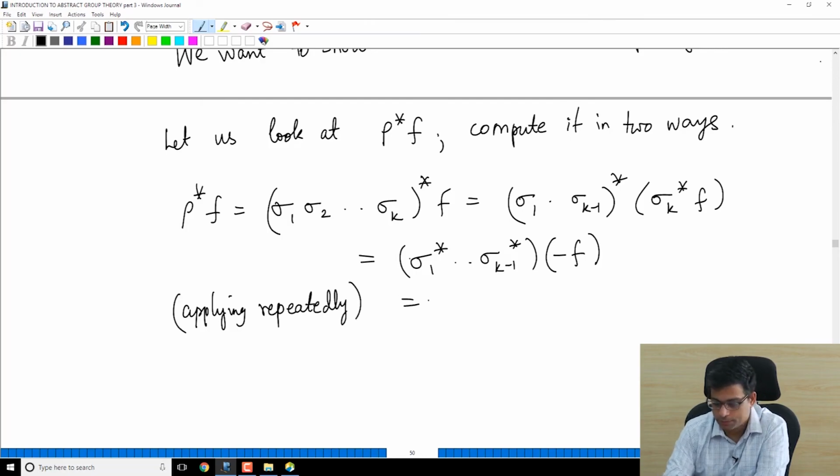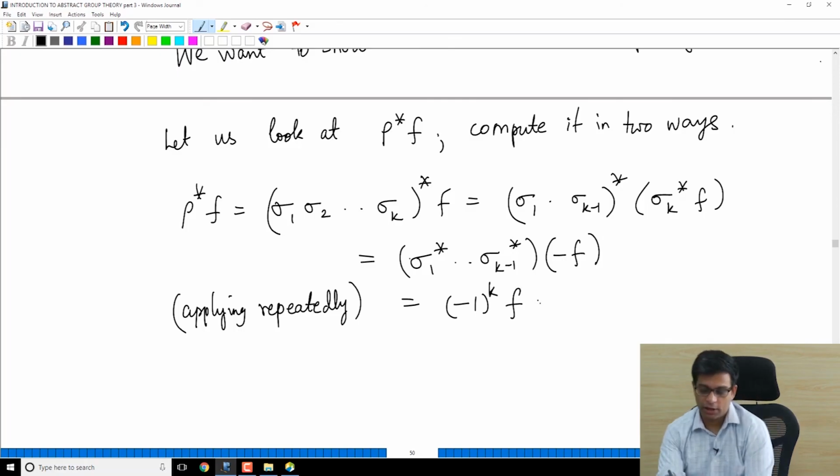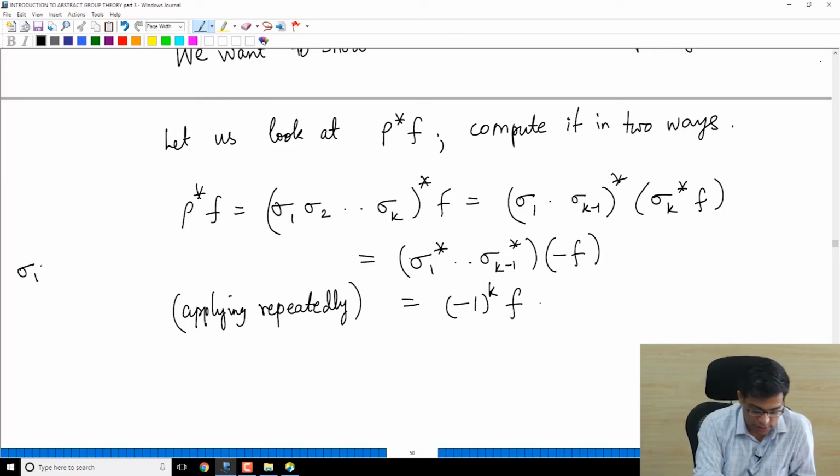We get what? For each application of sigma i, we introduce a new negative sign. So this is (-1)^k f, right? If k was 1, you get minus 1. If k is 2, I'll just do this once here so that it becomes clear.